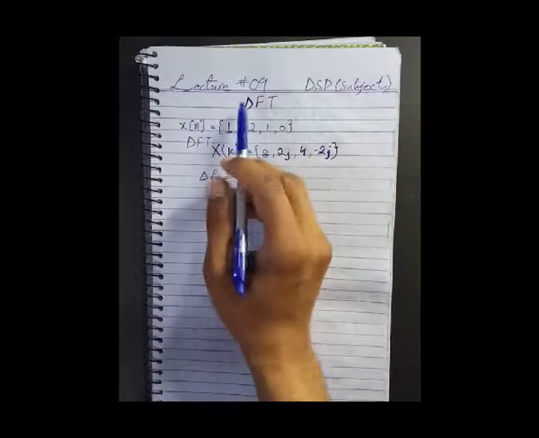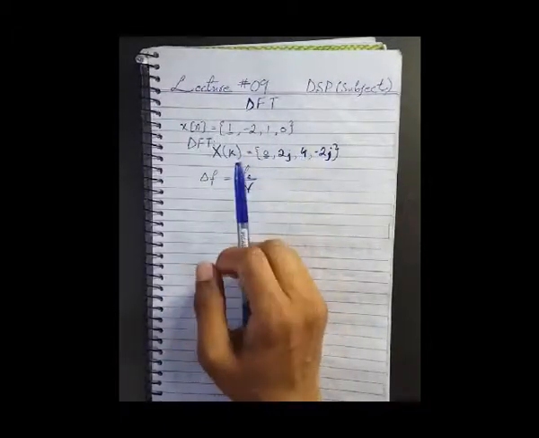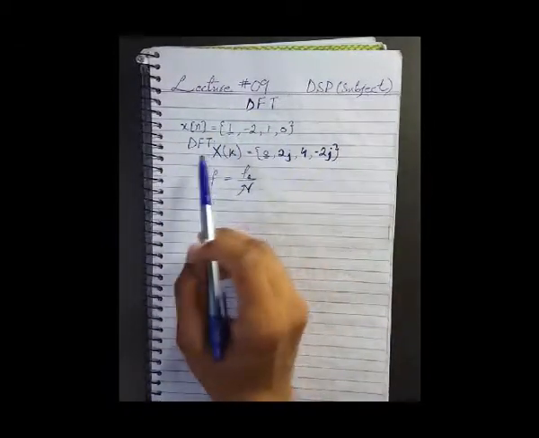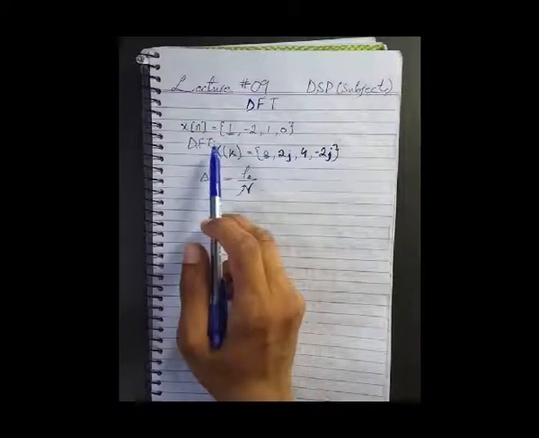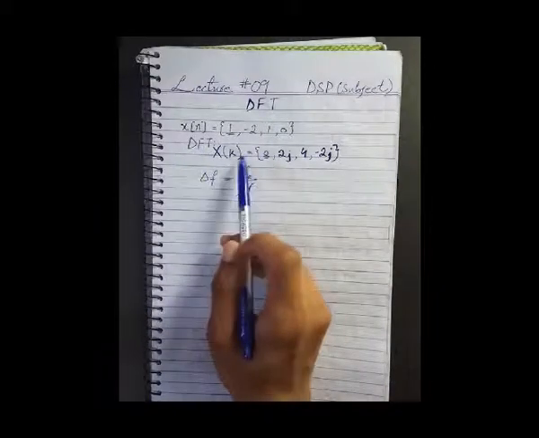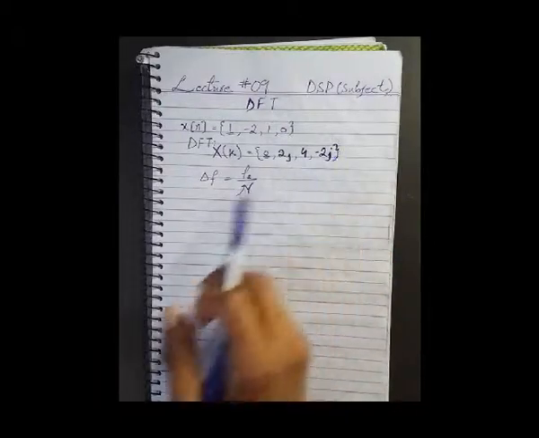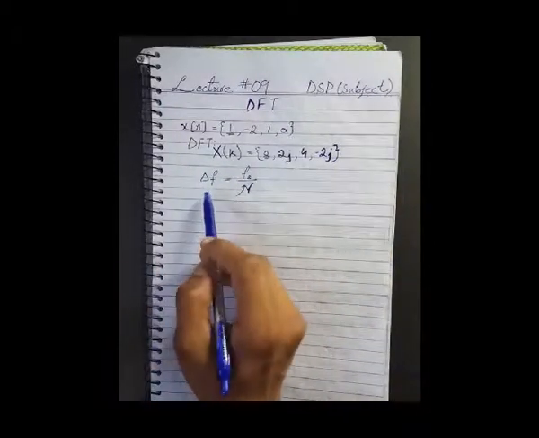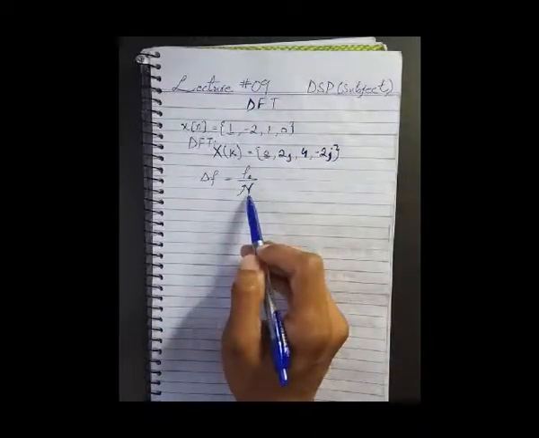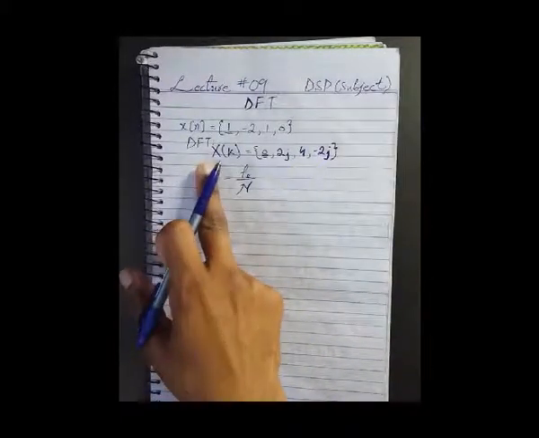In our lecture number 9, we'll study about the inverse Fourier transform. In my previous lecture, I have taken the signal x of n, and then we took its DFT, discrete time Fourier transform, and we got this signal. Now we will study a few more terms like frequency resolution, that is delta f is equal to f s divided by capital N, and the inverse discrete time Fourier transform.